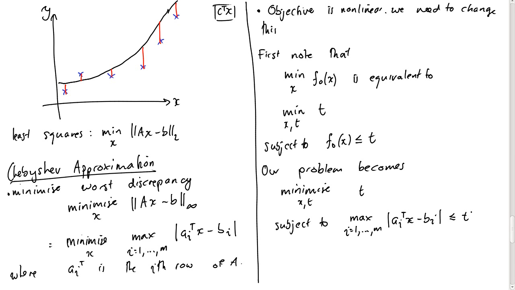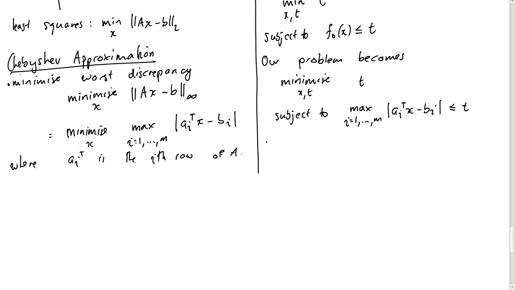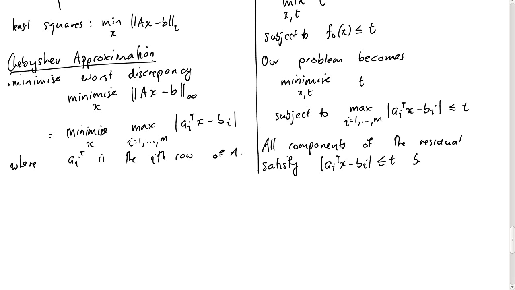But if you think about it for a second, if the absolute value of the largest component is less than or equal to t, then the absolute value of all the components must be less than or equal to t as well. Okay, so all components of the residual satisfy ai transpose x minus bi is less than or equal to t, because the largest one does.